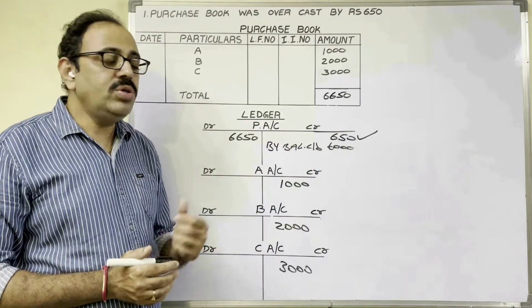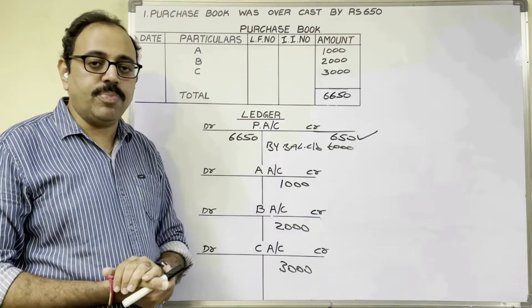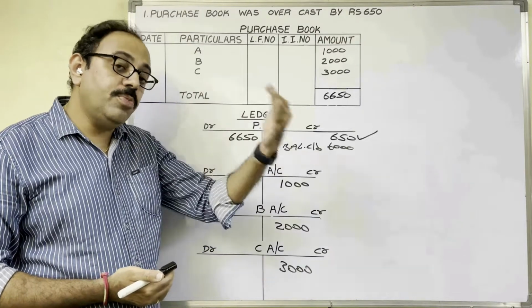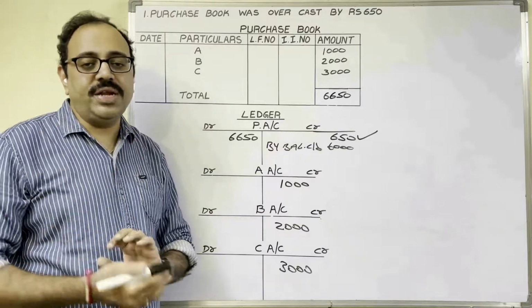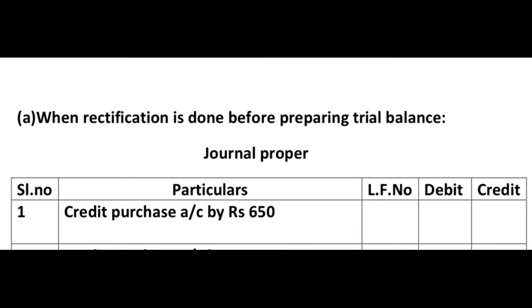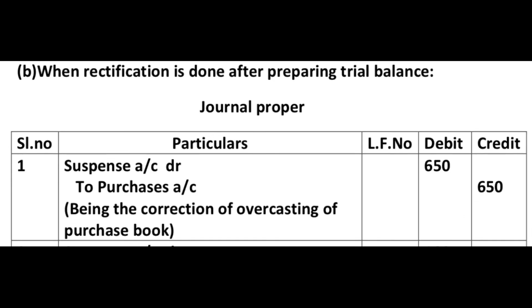Now we will see how this rectification should be shown in journal proper when errors are rectified before preparing the trial balance and after preparing the trial balance. A. When rectification is done before preparing the trial balance, in the journal proper particulars column, we have to write a sentence like this: credit purchases account by 650 rupees. B. When rectification is done after preparing the trial balance, by using the suspense account we should write the entry. Entry is suspense account debit to purchases account 650. Narration being the correction of overcasting of purchase book.